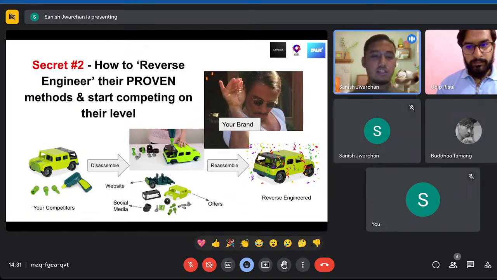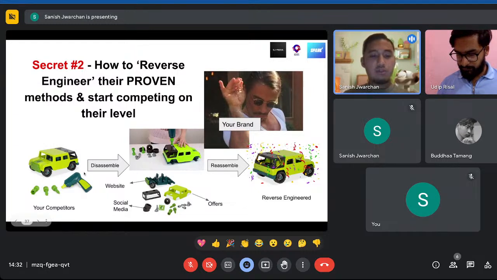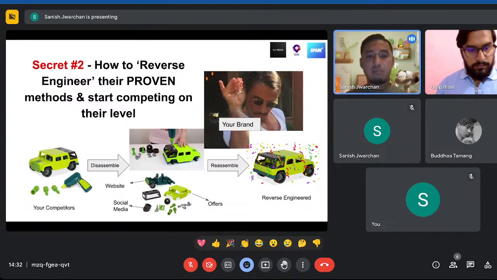Reverse engineering is basically working backwards. Something that's already there, something that's proven. It's like a small car, and that car represents your competitors. How can you disassemble it? How can you break it apart? How can you break down that business, your competitor's business, and how can you reassemble it and make it your own?